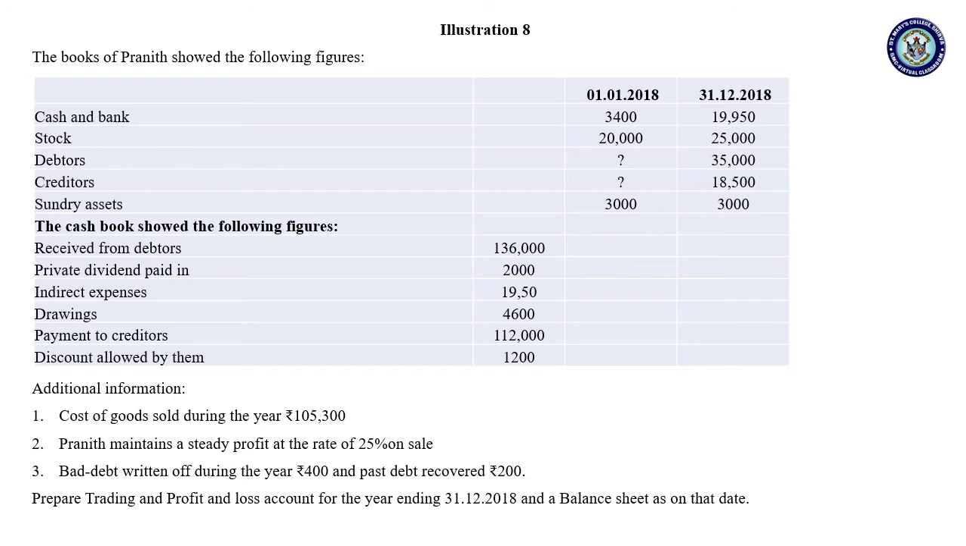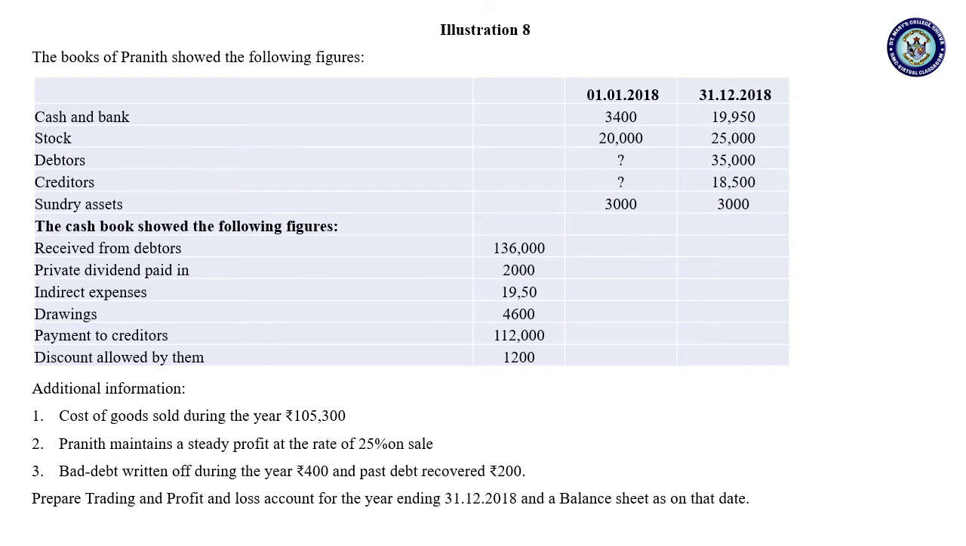So the cash book shows the following figures. Received from debtors. What is the journal entry? Take down the journal entry first. First you write down the journal entry, then I will tell whether it is right or wrong. First, by yourself, write the journal entry for receipt from debtors. So the journal entry will be cash account debit to debtors account.